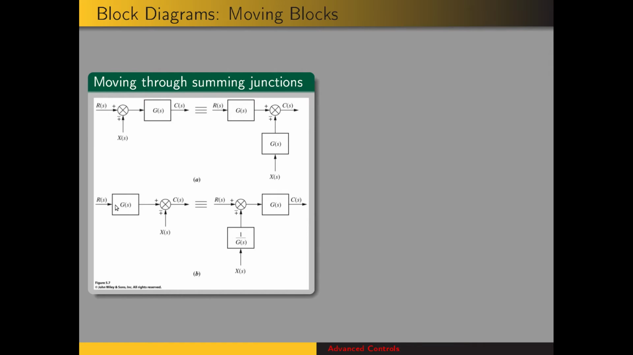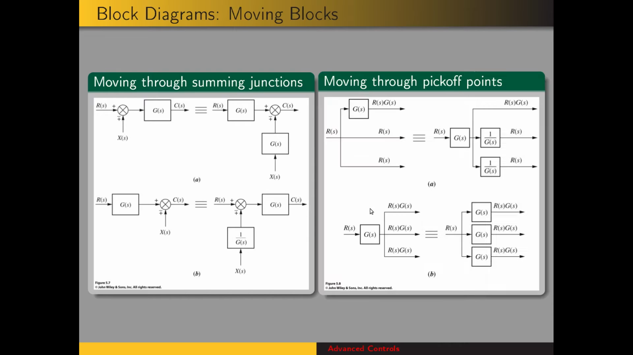The other way is if we wanted to move the block after it. Here we have, excuse me, C is equal to R times G plus X. So if we wanted to move the block after the summing junction, or on the other side of the summing junction, then we need to have an algebraically equivalent system. So now we have, again, C is equal to R times G plus X, because the G's would cancel out.